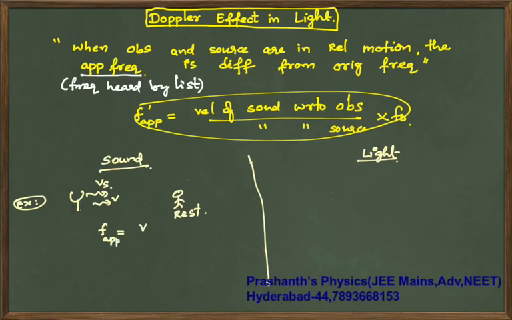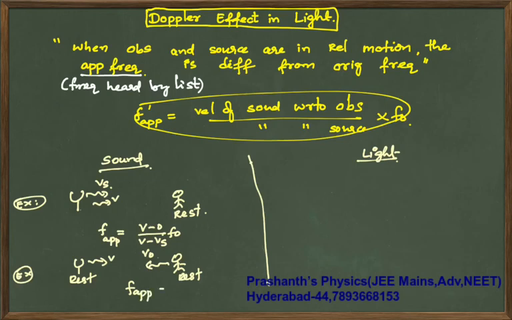It is velocity of sound with respect to observer, v minus v0 by v minus vs into f naught. Now another example: if you make the source at rest and make the observer go towards the source with some speed v naught, then your apparent frequency in this case is v plus v naught by v, the velocity of sound with respect to source, into f naught. This is what I have done in sound.